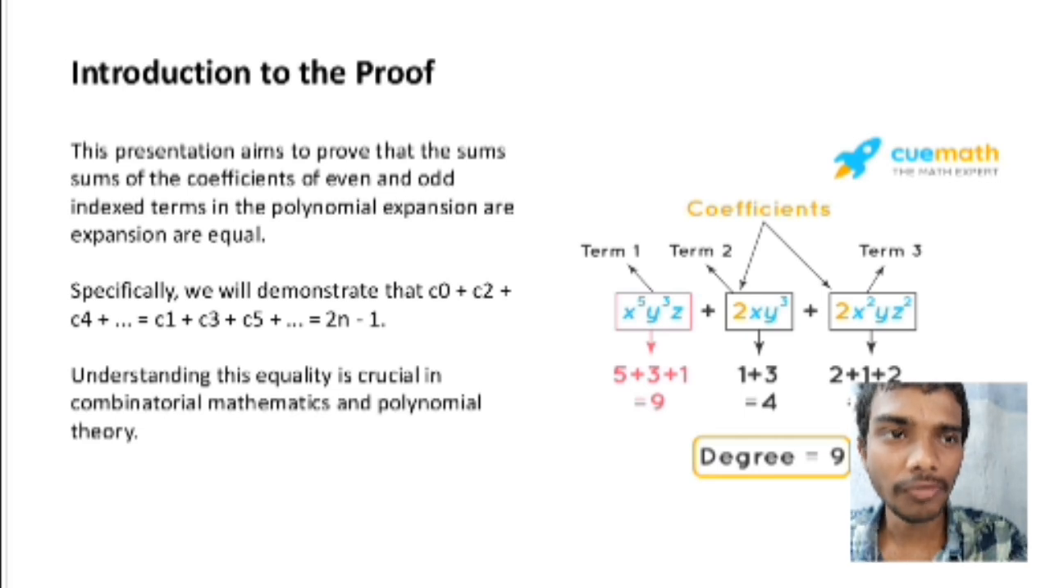Coefficients: term 1, term 2, term 3. x power 5, x power 3 z plus 2x y power 3 plus 2x 2 plus y z square. 5 plus 3 plus 1 is equal to 9. 1 plus 3 is equal to 4. 2 plus 1 plus 2 is equal to 5. Degree is equal to 9.